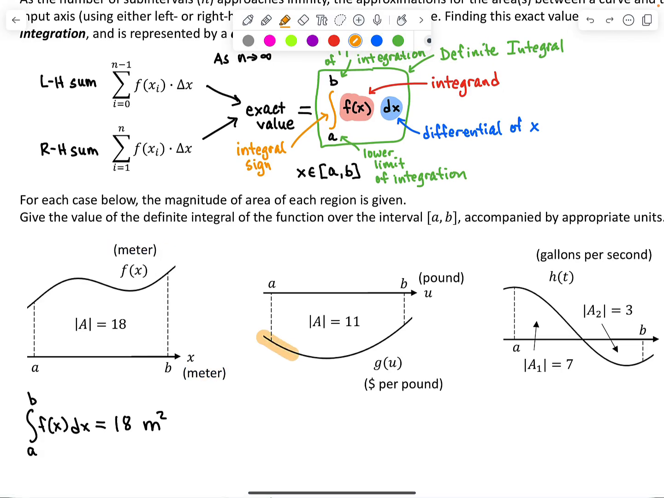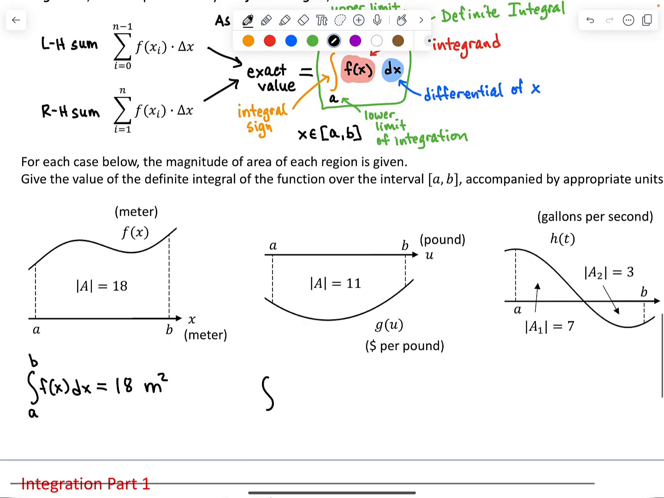Now in this next case, when a function is below the horizontal axis, in this case a u-axis, then all of the outputs of the function will be negative, meaning that all these numbers in your Riemann sums will be negative. The dx's will be positive, but your overall sums will be negative. Now we're saying that the magnitude of this area is 11, referring to this region. So our integral from a to b of this function, which is g of u, the differential will be du this time, will be equal to -11 because the function is below the horizontal axis.